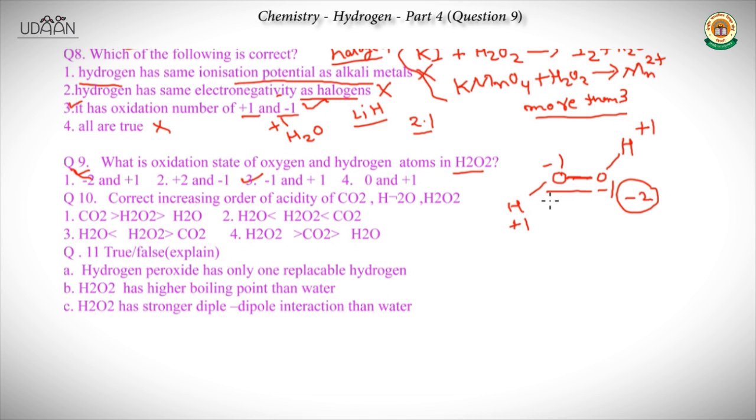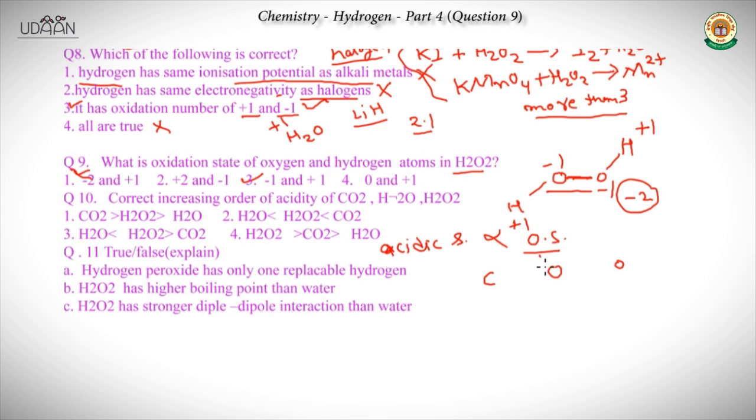What is the correct increasing order of acidity of CO2, H2O and H2O2? To calculate the increasing order of acidity, let me tell you a new concept, that is acidic strength. Acidic strength is directly proportional to oxidation state of central atom. The central atom in these three compounds is C in CO2, O in H2O2, and O in H2O.